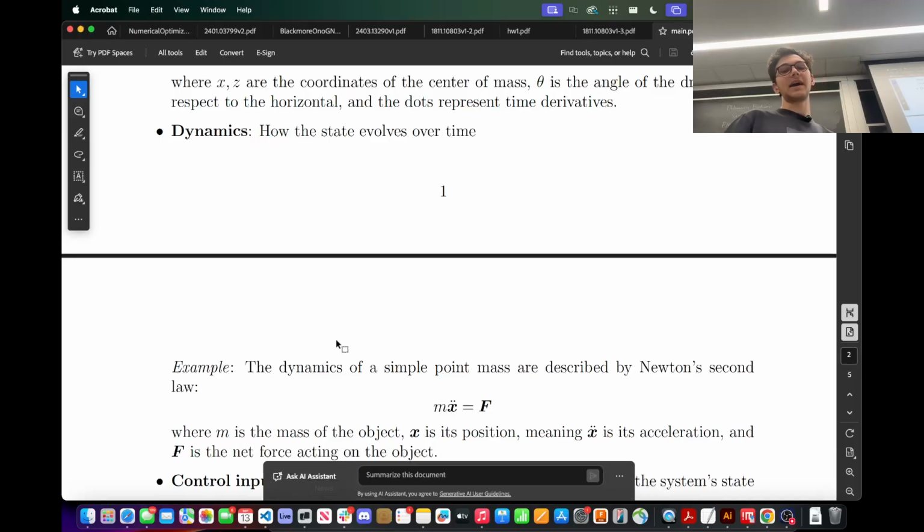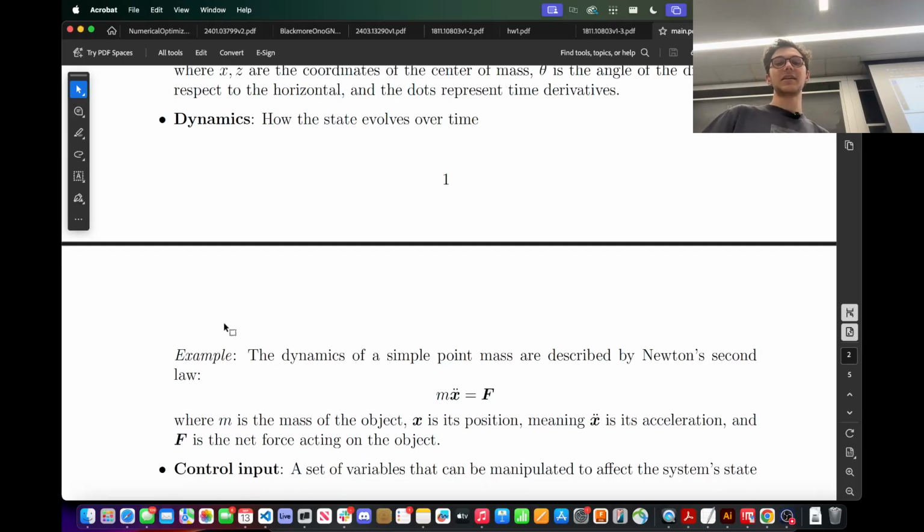So m is mass, x is position, x double dot is acceleration, and F is the net force acting on the object. This is a second order ordinary differential equation, second order because there are two time derivatives. This second order ODE describes how a point mass moves when I apply force to it. And all of the models that you'll generally see in robotics and aerospace are going to be modeled in this sort of way, where you have time derivatives relating to forces applied to the body.